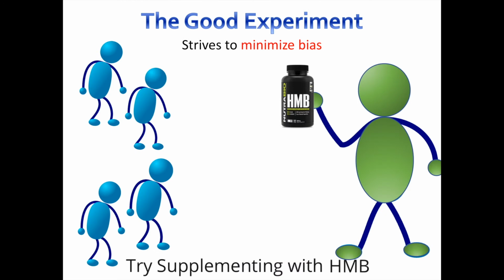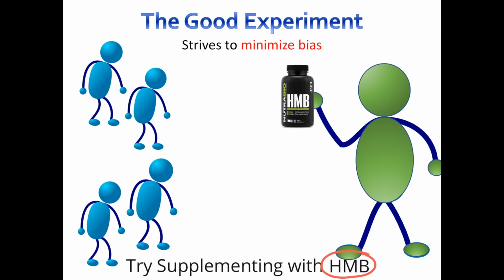Imagine that you work for a company that manufactures HMB, which stands for beta-hydroxy beta-methylbutyrate, and you want to run an experiment to test the effect of supplementing with this drug on muscle growth. So in this case, our independent variable, or the one we are testing, is the HMB supplement. And again, our outcome, or our dependent variable, will be muscle growth.